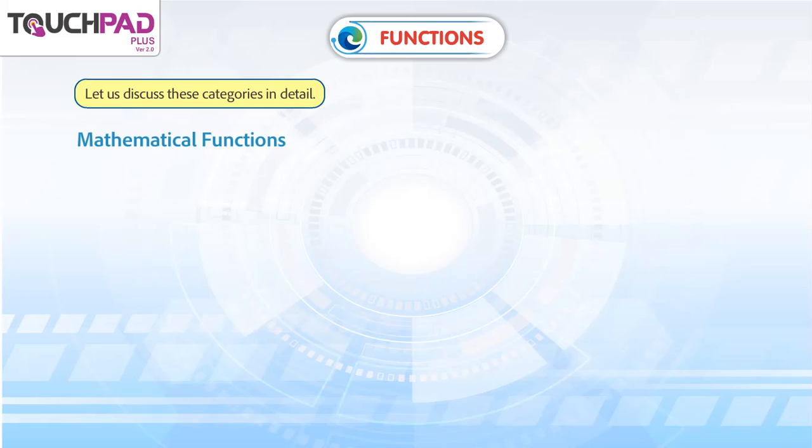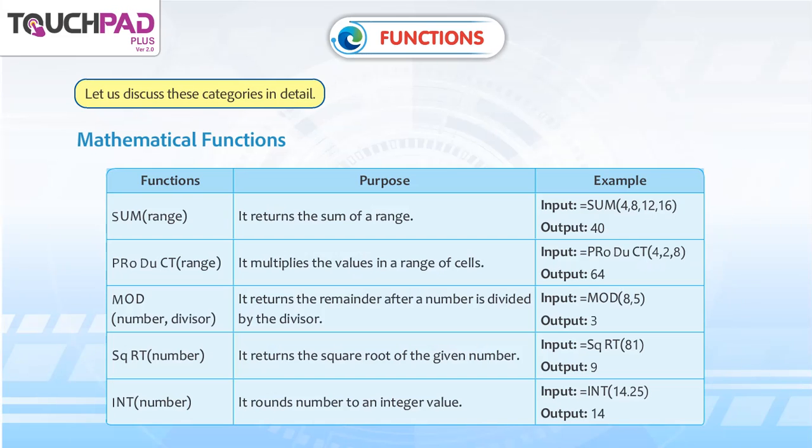Mathematical functions. SUM(range). It returns the sum of a range. Input: equals SUM in parentheses 4, 8, 12, 16. Output: 40. PRODUCT(range). It multiplies the values in a range of cells. Input: equals PRODUCT in parentheses 4, 2, 8. Output: 64.